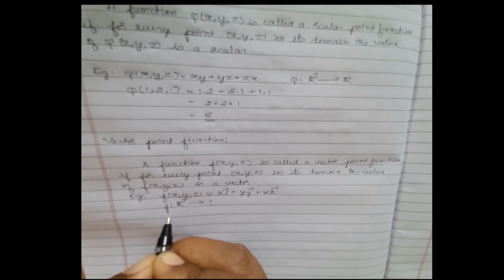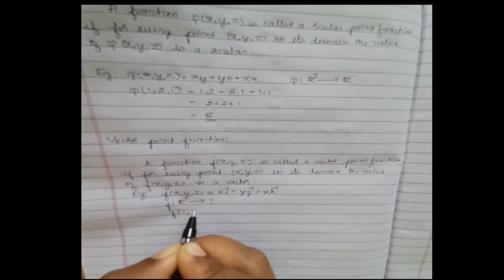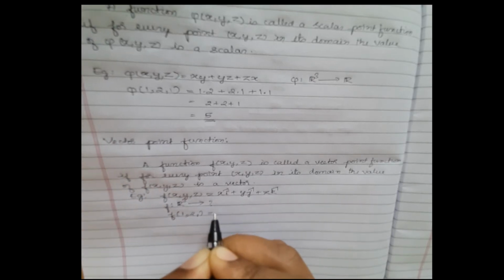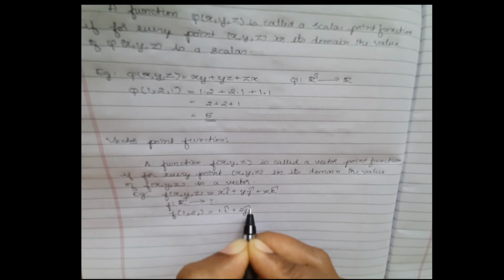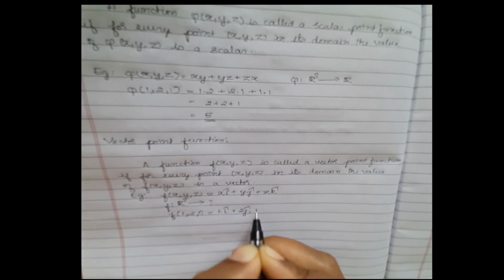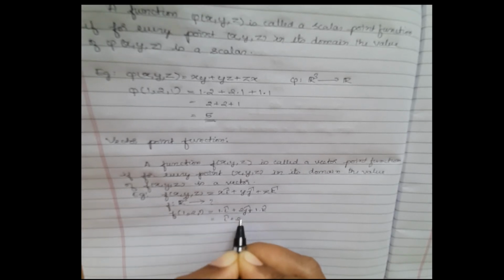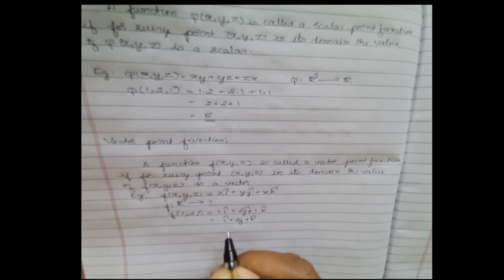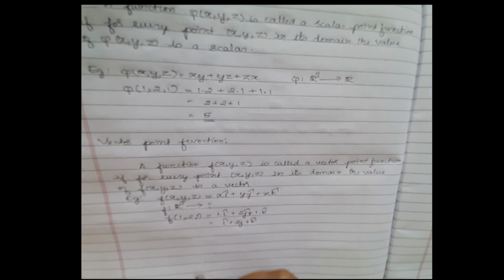So that for any point in the domain, say f of the same point, I will take (1, 2, 1). What is the value? x is 1 into i, y is 2 into j, z is 1 into k. So that this becomes i plus 2j plus k, so that the function is a vector valued function. So these are scalar and vector point functions.